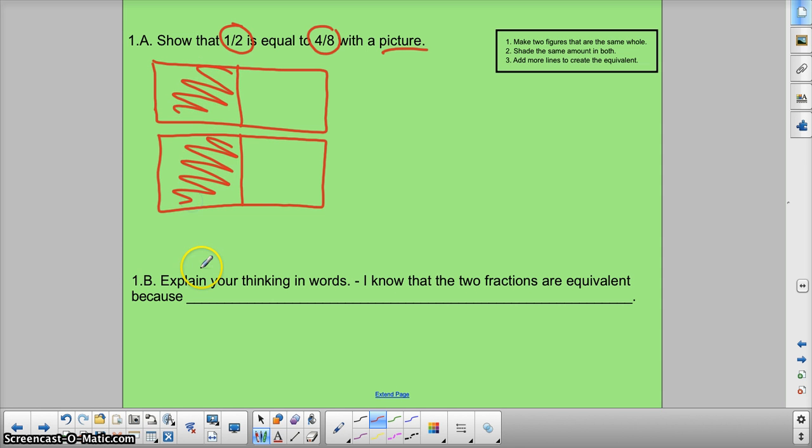This shows us that the denominator is the same, and the numerator. So the denominator is the same because of our shape being the same size, and the numerator is the same because we have the same amount shaded. So far, they're equivalent fractions because they're the same fraction.